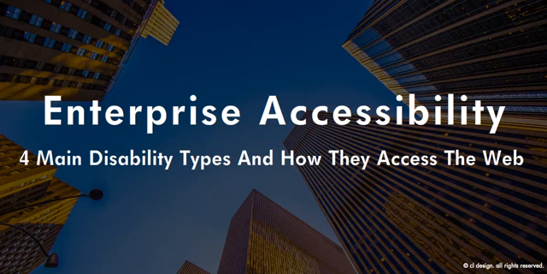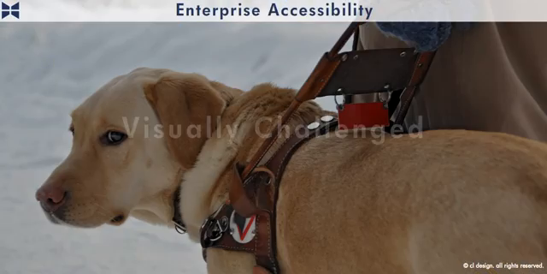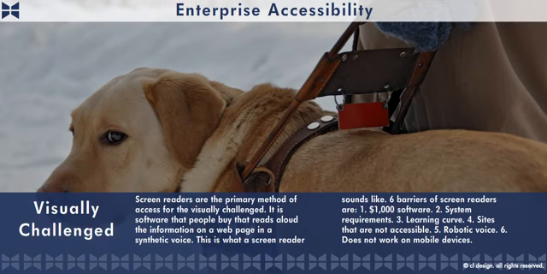Enterprise accessibility, 4 main disability types, and how they access the web. Visually challenged. Screen readers are the primary method of access for the visually challenged. It is software that people buy that reads aloud the information on a web page in a synthetic voice.